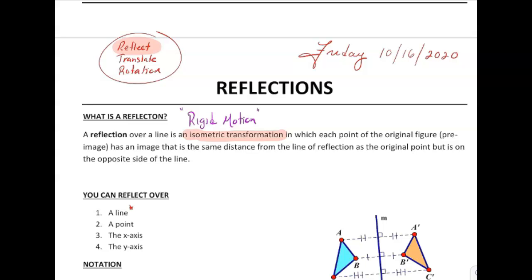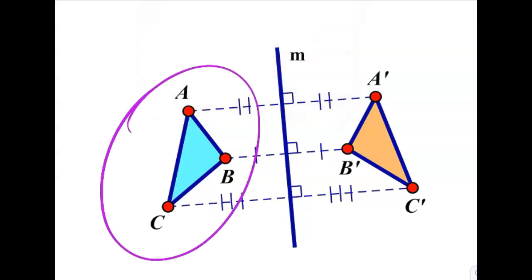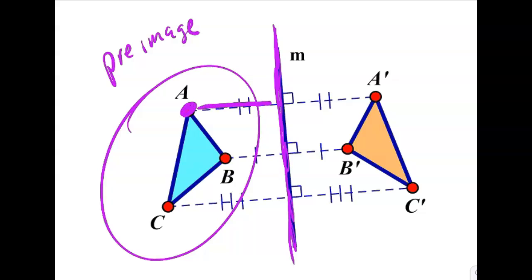Now that's a lot of words for just saying if this was the pre-image and this was the line of reflection, this point is the same distance from the line of reflection as this point is. That's all that said. Okay, and that makes sense, but that's the mathy way to say it.